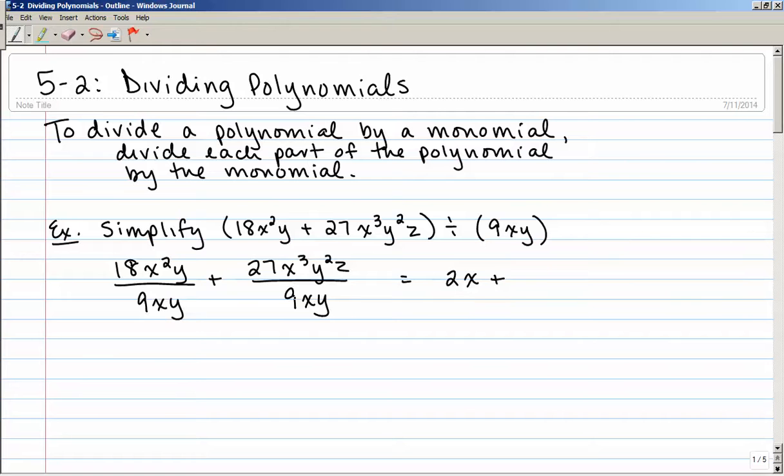Plus, now let's do the second fraction. 27 divided by 9 is 3. X cubed divided by x is x squared. Y squared divided by y is y, and just a plain old z. So there's my answer. So to divide a polynomial by just a monomial, divide each part of the polynomial by the monomial.